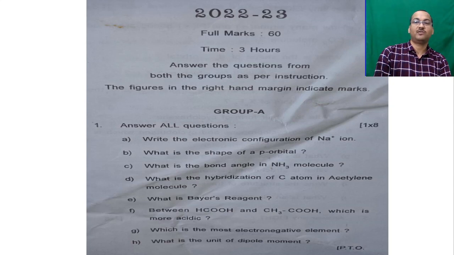So question number 1 where you will get 1 mark each. First question, write the electronic configuration of sodium ion. What is the shape of a p orbital? What is the bond angle in NH3 molecule? What is the hybridization of carbon atom in acetylene molecule? What is Baeyer's reagent? Between formic acid and acetic acid, which is more acidic and why? Which is the most electronegative element? What is the unit of dipole moment?